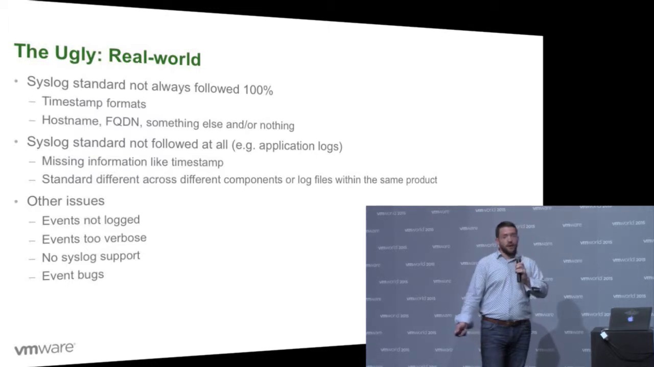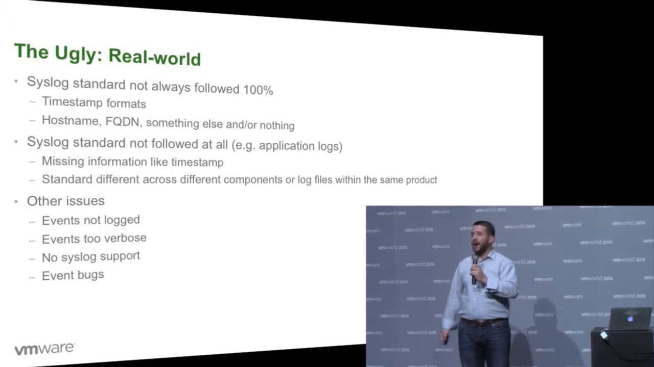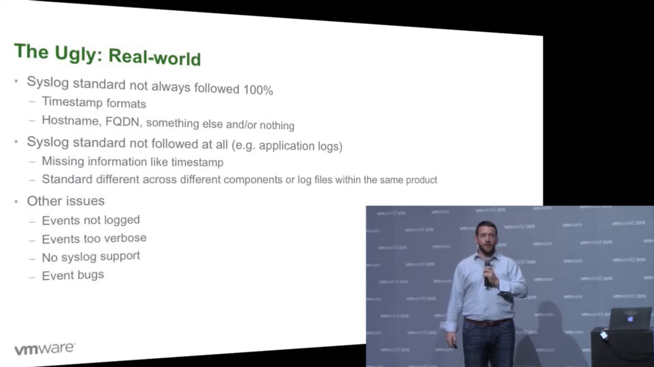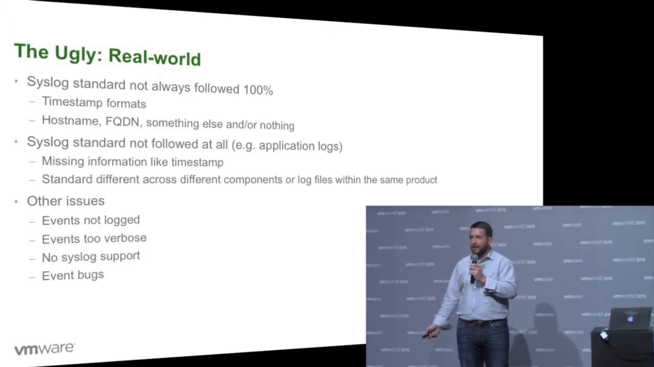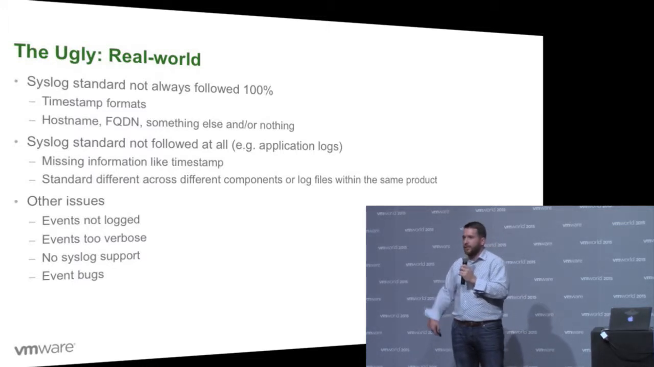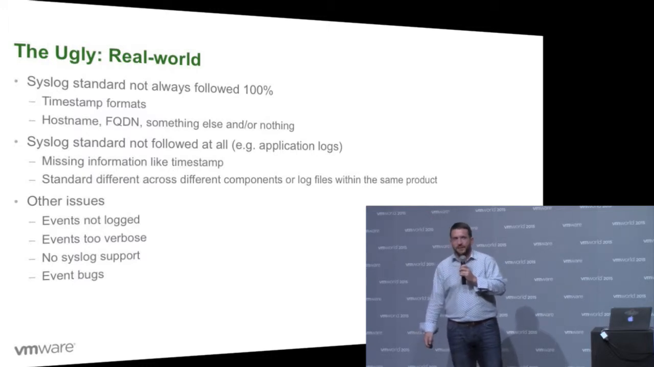And then, of course, there are actually bugs in the events. I've seen many log messages that say error. And then you might even see a knowledge base article from VMware that says it's safe to ignore this error. Well, then why is it an error? It's not really an error if I can ignore it, can it? Should I just remove it? Why didn't the developer remove it? Why do I need a knowledge base article for that?